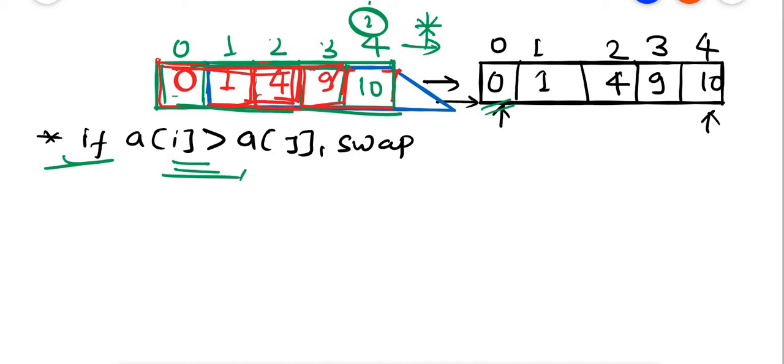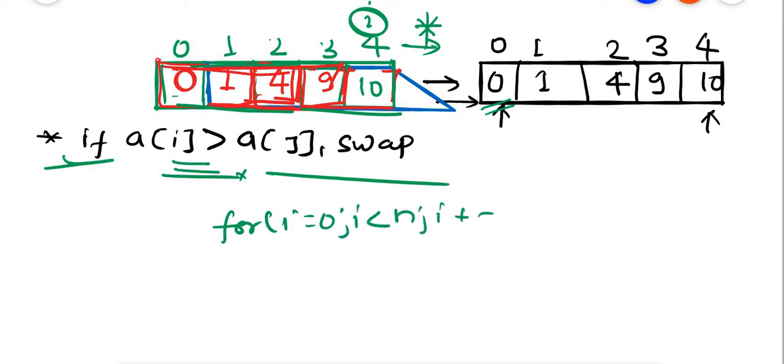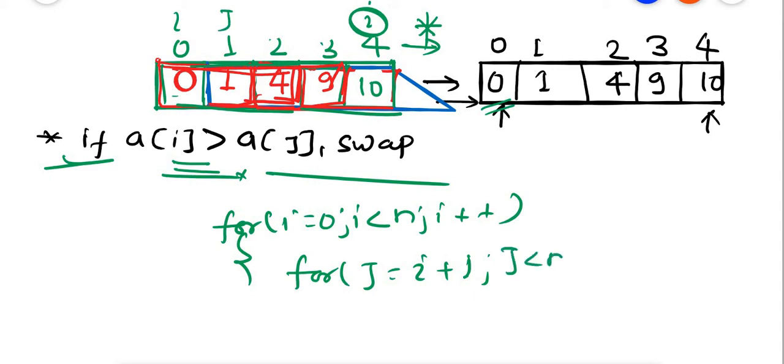So from that we can derive a logic something like this. For i equals 0, i less than n, i plus plus, means we have to perform the iteration 5 times, and for each iteration we'll have j equals i plus 1. So when the value of i is 0, then j is obviously 1. So that is the reason why we have written j equals i plus 1, j less than n, and j plus plus.